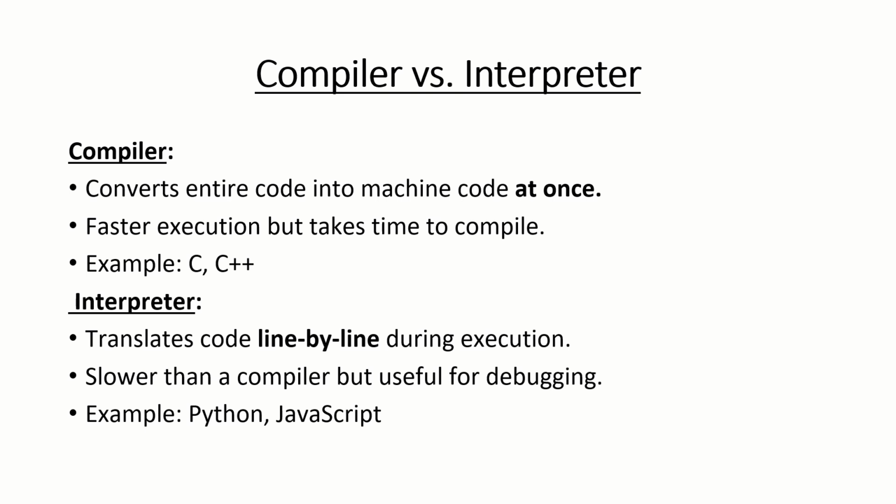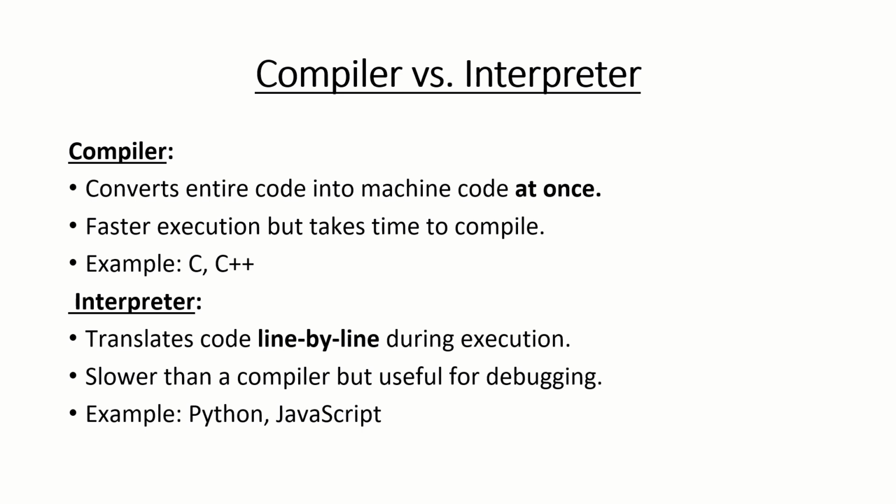Programming languages use either a compiler or an interpreter to convert human readable code into machine code. A compiler translates the entire program into machine code before execution. This makes the execution process faster but requires time for compilation. Once compiled, the program can run independently without needing the source code. Examples include C, C++. An interpreter, on the other hand, translates code line by line while the program is running. This makes execution slower but allows for easy debugging since errors are detected immediately. Examples include Python and JavaScript.